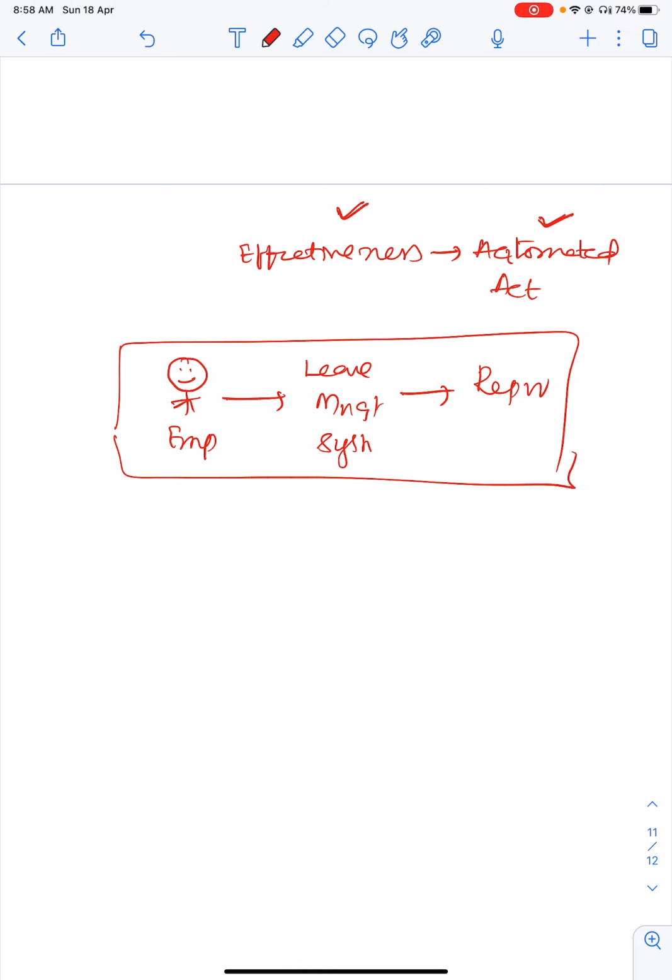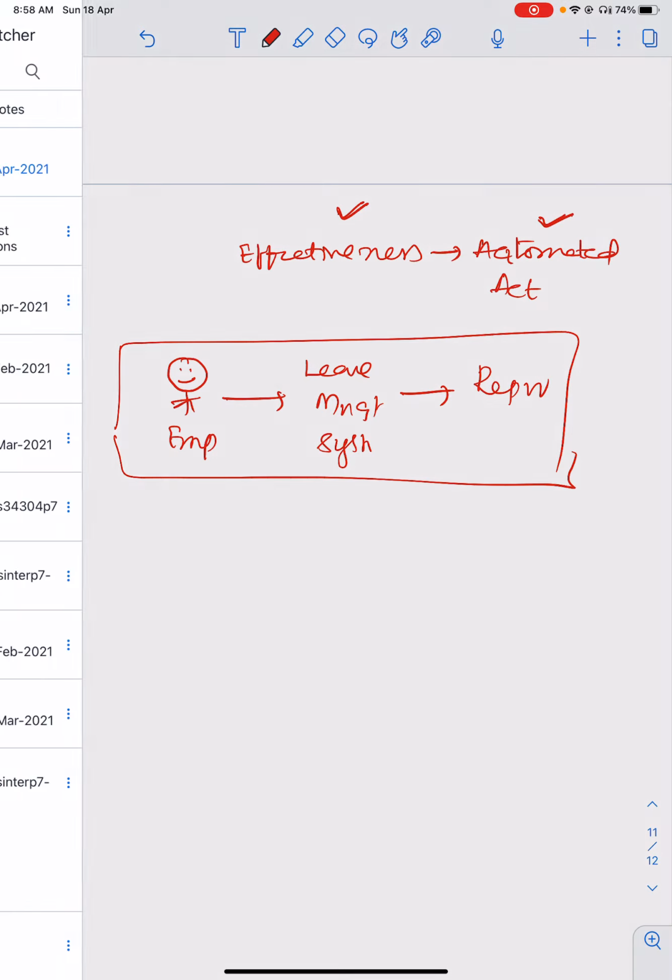Instead of waiting for the reporting manager, as I told you, on a piece of paper you write a leave letter and give it to the reporting manager, who has to sign it. Again, you need to go to HR and give that letter to the HR department. All these things can be eliminated. That is called effectiveness. How have you achieved effectiveness? Because you automated certain activities. That is the first reason.